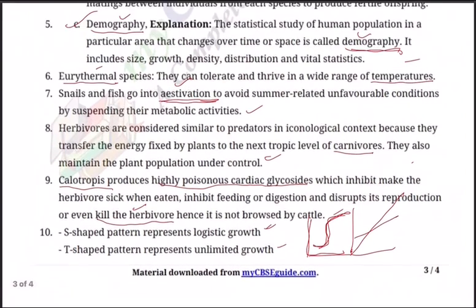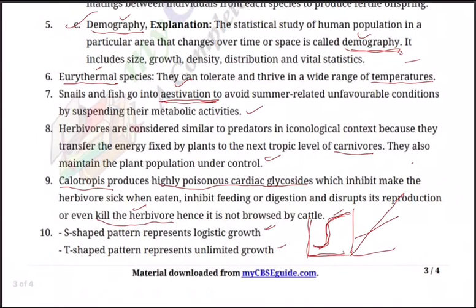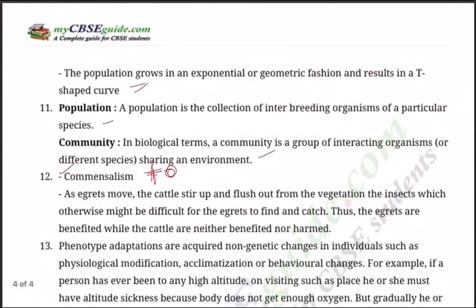Question number 10. S-shaped pattern represents logistic growth. If you recollect from your memory, we plotted a graph, x-axis, y-axis, population versus density, and we said if the graph is S-shaped, then it represents logistic growth. If it is shooting up straight, then we say it is unlimited growth. The populations are ever expanding, and the population growth is in an exponential or geometric fashion and results in a J-shaped curve.